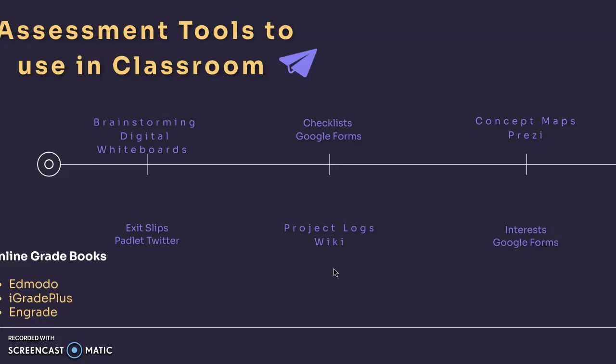So on the left side right here, it's online grading books. Since technology's evolved, you could use paper and pen, but you would use digital grading books, like Edmodo, iGrade Plus, and nGrade. I've never used these, so I don't know exactly how that looks.